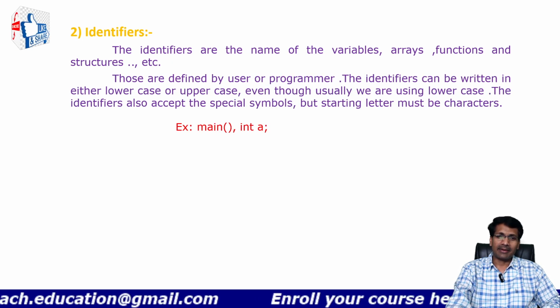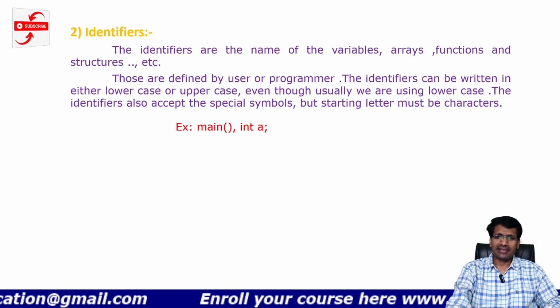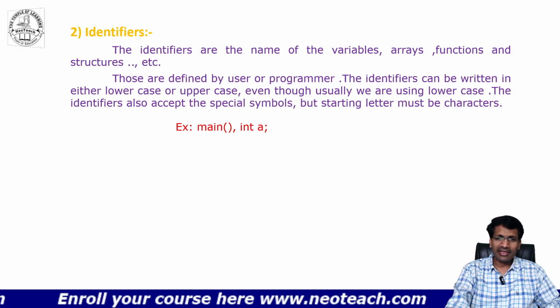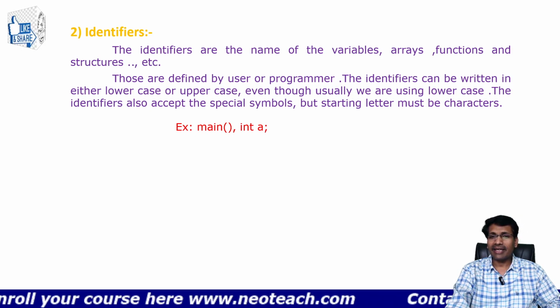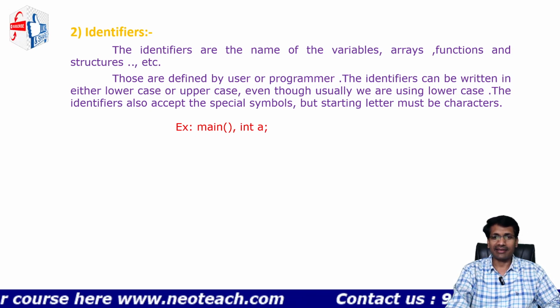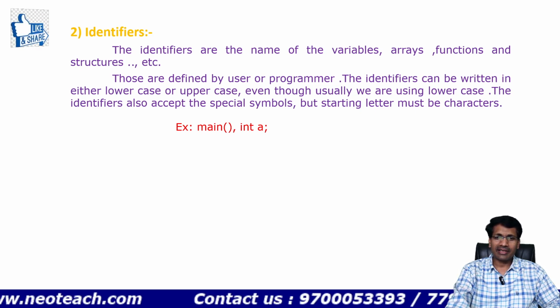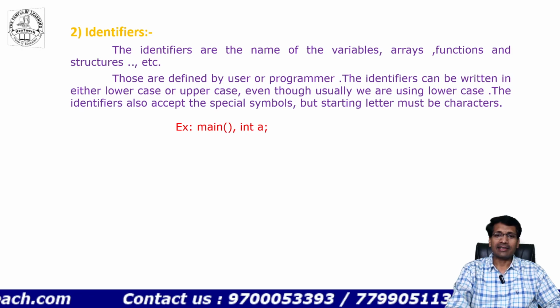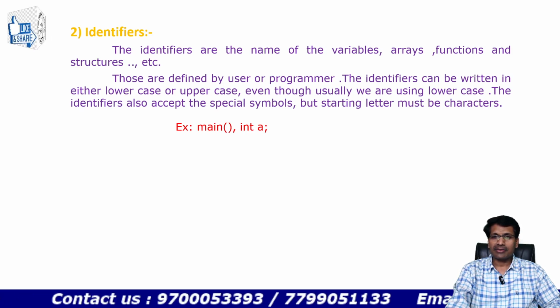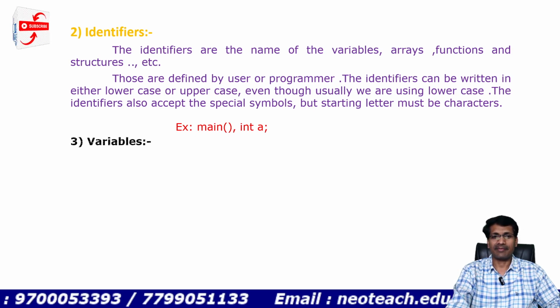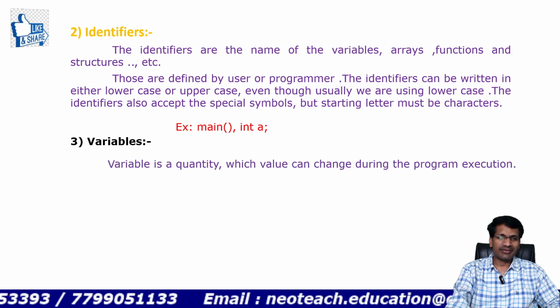An example I am giving here: in the main function, I declared integer a. What is that? A is nothing but a variable. What is the name of the variable? A. So A is an identifier. Basically, lowercase is suggested for writing identifiers, and special symbols can also be used, but it is better to start with characters. And the third one is variables.